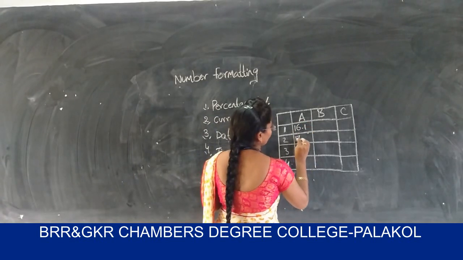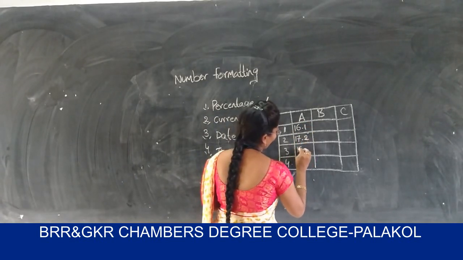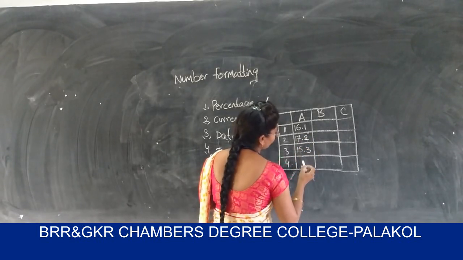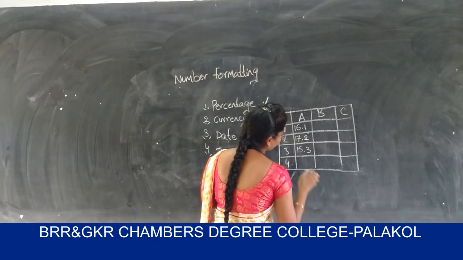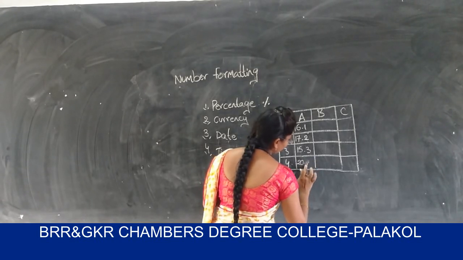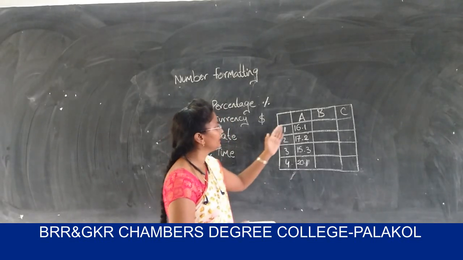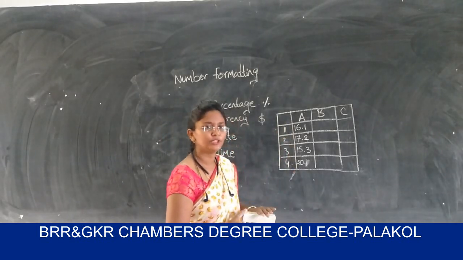16.1, 17.2 and 15.3, and then 20.1 or 20, you can take as 20.1 over here. This is the data I entered in the Excel sheet.